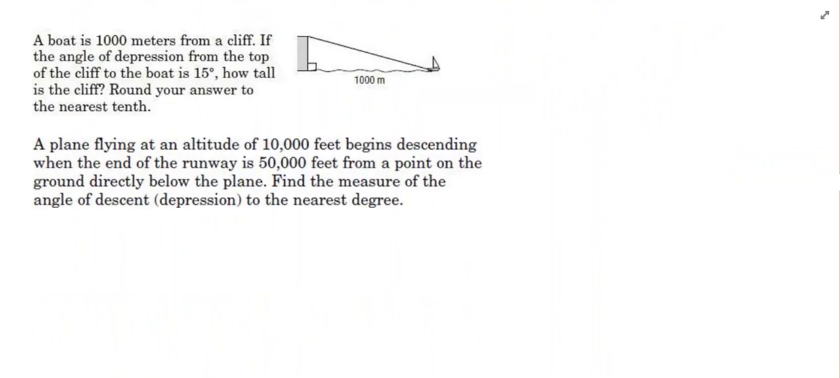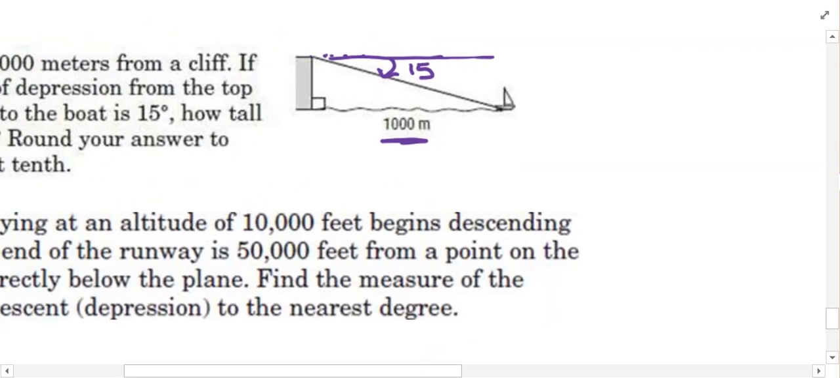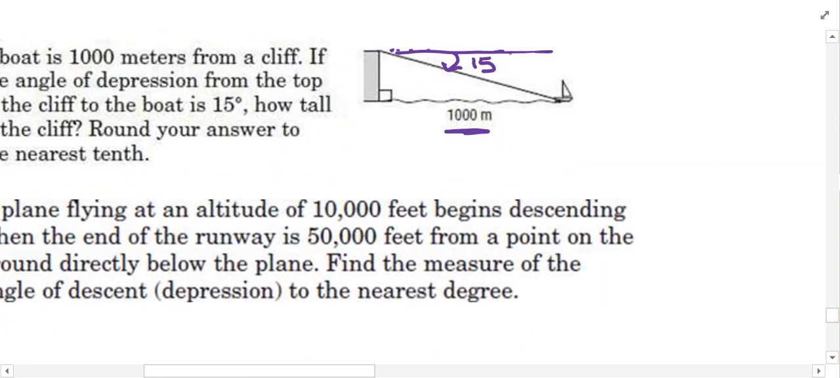Continuing on, number 18. A boat is 1,000 meters from a cliff. So there's our 1,000 meters right there. Here's our right angle. If the angle of depression from the top of the cliff, so the angle of depression would be right here, if that is 15 degrees, that also tells us that the angle of elevation right here is 15 degrees. How tall is the cliff? So what I want to find is the x right here.